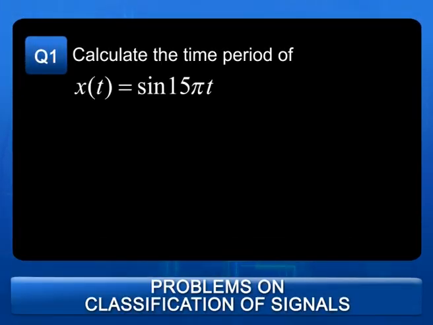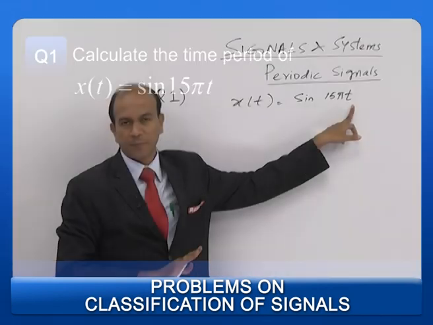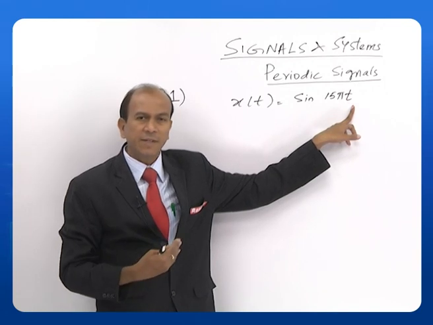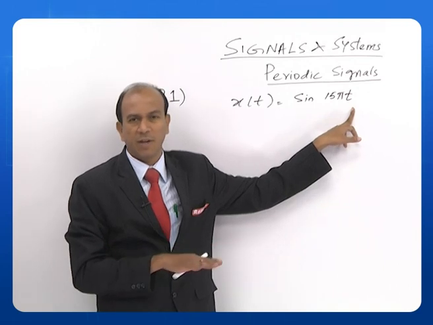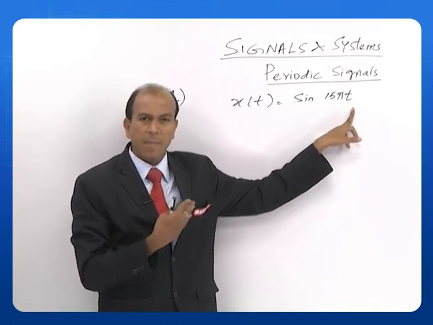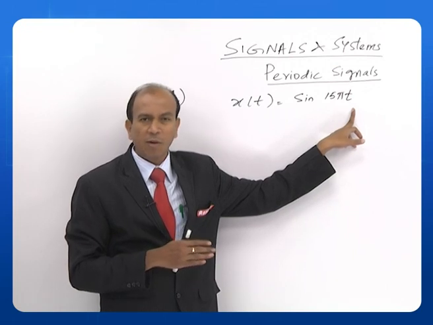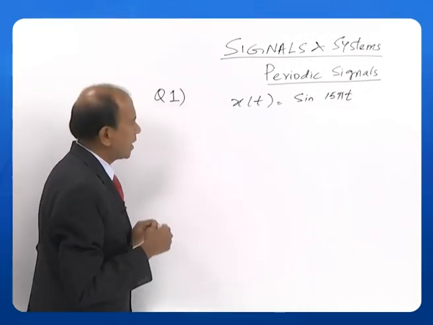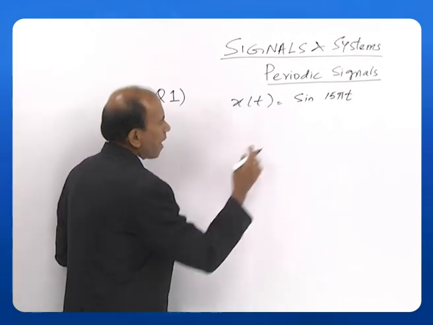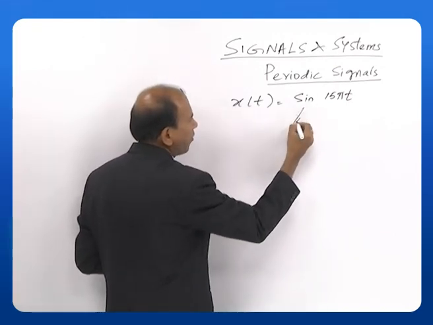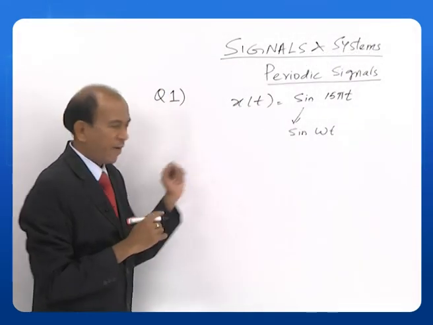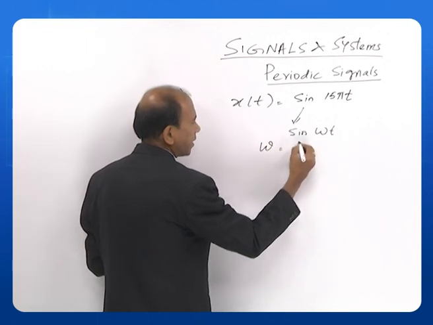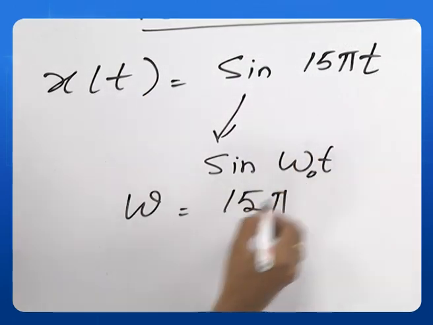Okay. Let us see the first problem in this series. x of t is given as sine of 15 pi t. Now, we have to calculate the time period of this signal. When you calculate the time period, first we have to satisfy that this signal is in fact a periodic signal. Once you satisfy that this signal is a periodic signal, then we will calculate the time period of this. Now, let us look at this problem. This is in the form of sine of omega naught t, where what is our omega naught here? 15 pi.